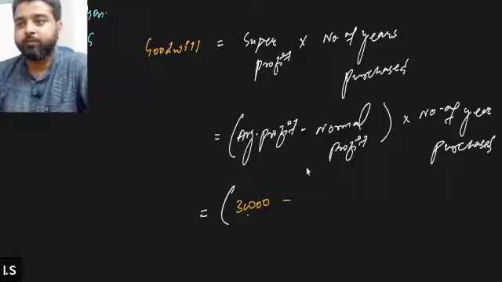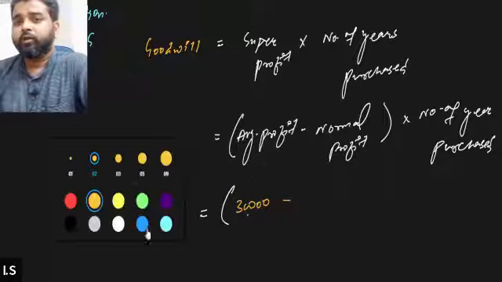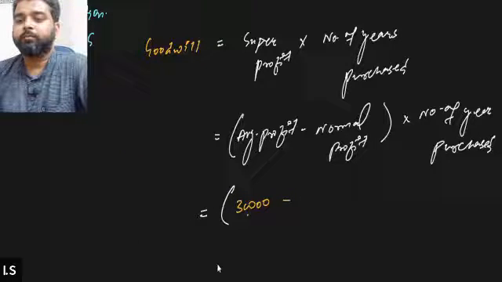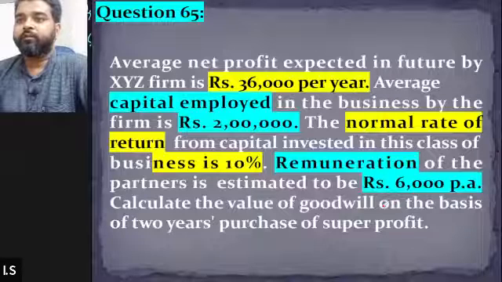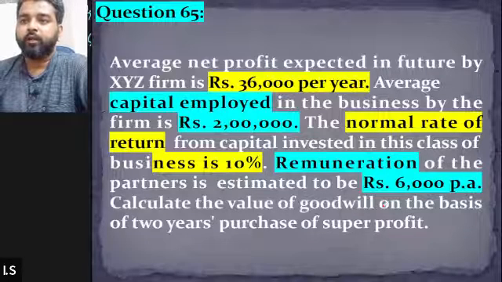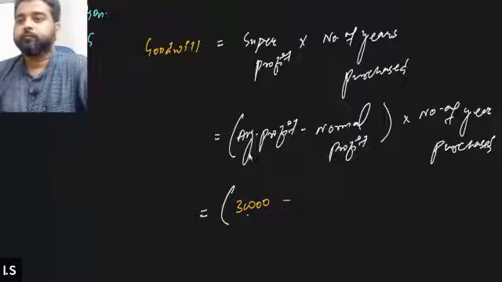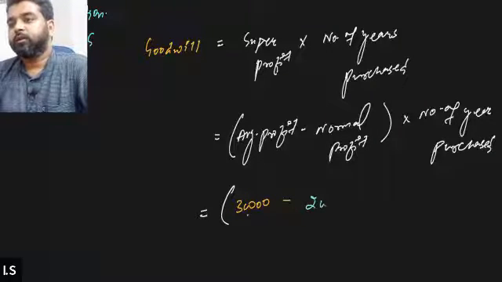And for finding out the normal profit, I'll simply multiply the capital employed with the rate of return. Capital employed in the question is 2 lakh. Multiplying it with 10%, we will get 20,000. So normal profit is 20,000.